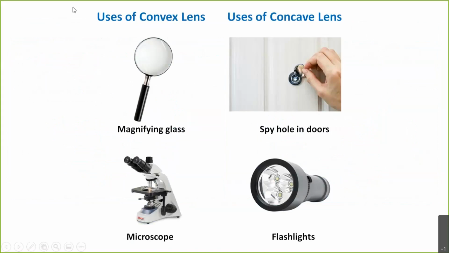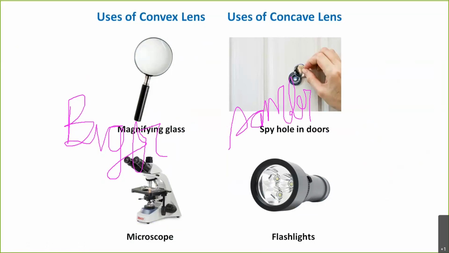All right, uses. So uses of convex lens: magnifying glass and microscopes. So they obviously make things what? Bigger. Much, much bigger. As opposed to concave lens, which make things what? Smaller. Yeah. That's why when you look through the peephole, you can see the person's entire face and not just a big scary eye coming at you, because we use a concave lens. That is correct.